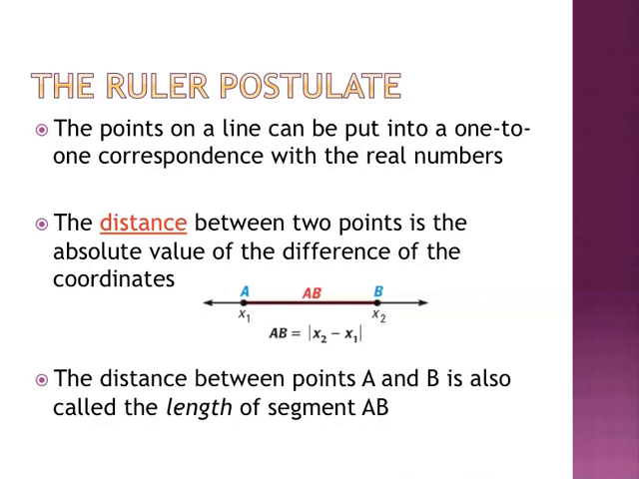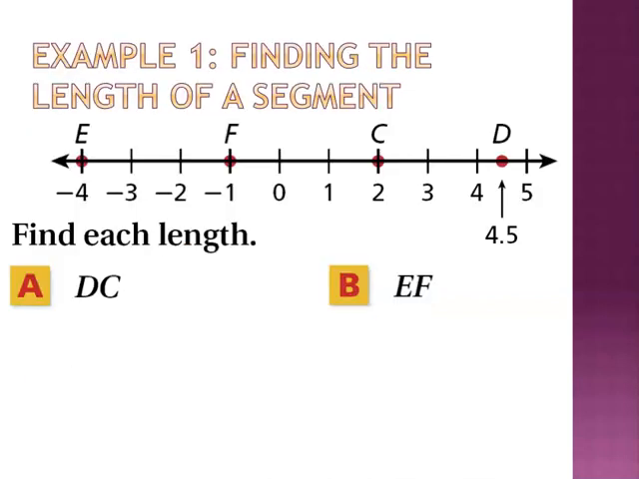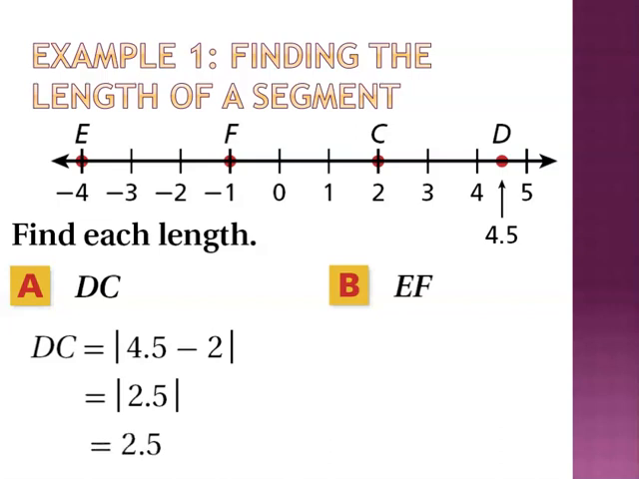Let's do some practice problems. Alright, example 1, finding the length of a segment. So find each length. So first, find the length of DC. So we can see that D is at 4.5 and C is at 2. So to find the length of DC, we would take those corresponding coordinate points at D and at C, which are 4.5 and 2. We would subtract them, and then take the absolute value. So 4.5 minus 2 is 2.5, and the absolute value of 2.5 is 2.5.